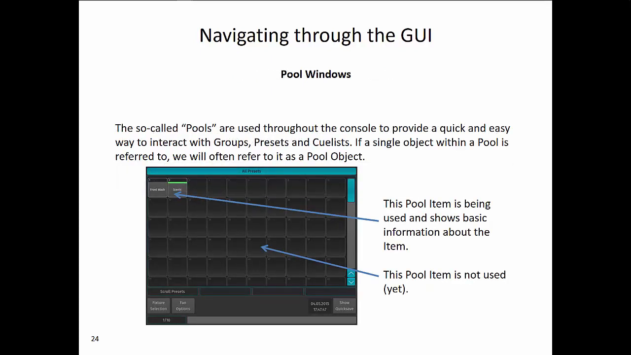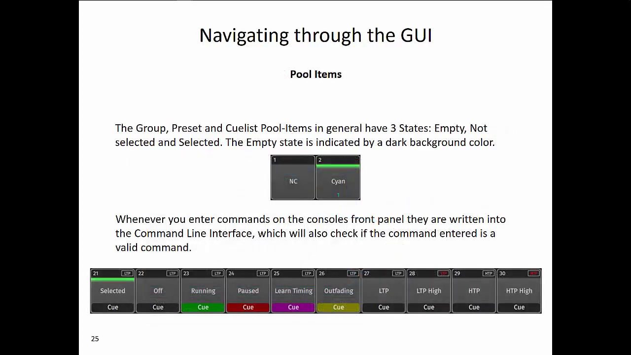The so-called pools are used throughout the console to provide a quick and easy way to interact with groups, presets, and QLists. If a single object within a pool is referred to, we will often refer to it as a pool object. So the pool that the arrow at the top of the image is pointing to is showing basic information about the item. The lower arrow is showing a pool item that has not yet been used. Now more about pool items.